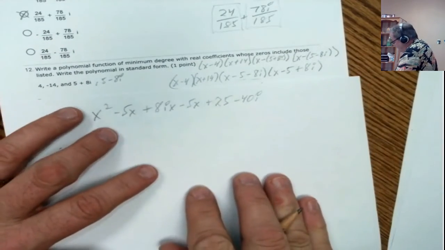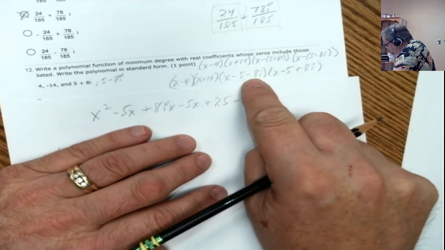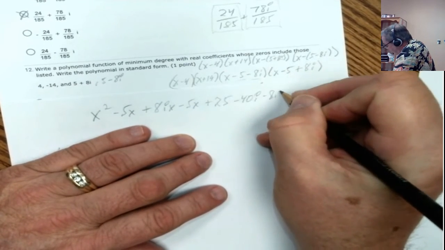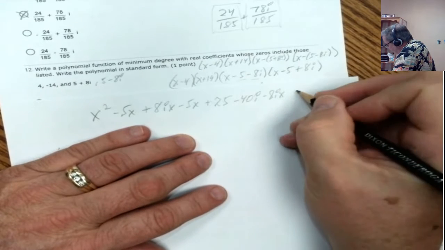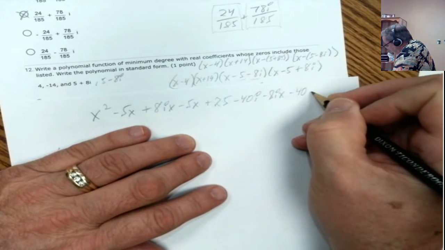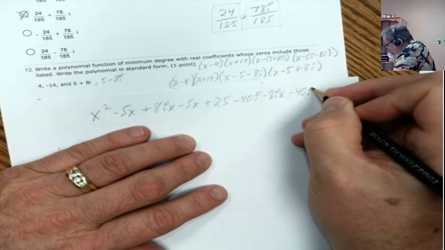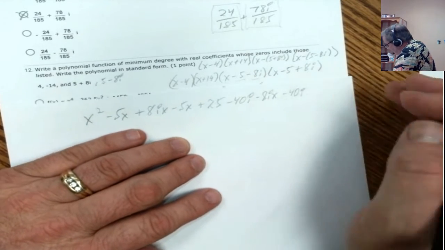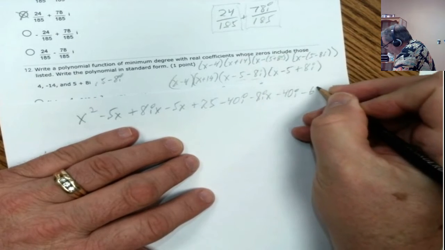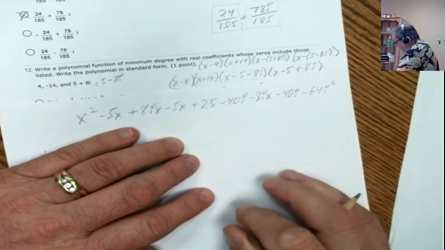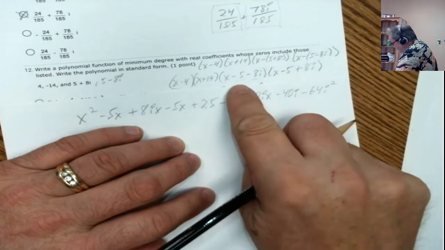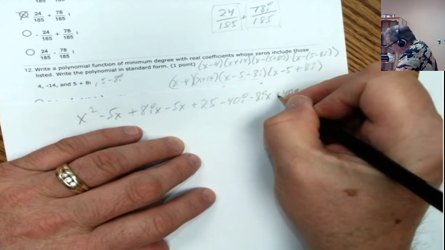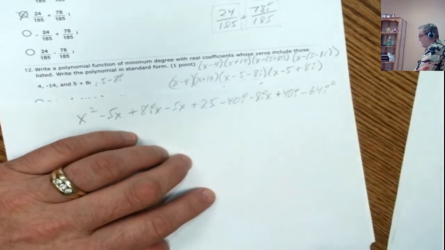All right, still with me? Now we have to distribute the negative 8i times all 3 of those terms. So negative 8ix, negative 40i, and let's see, negative 8i times positive 8i is a negative 64i squared. All right, this negative 8i times negative 5 would be a positive, because negative times a negative, that's going to be a positive 40i.